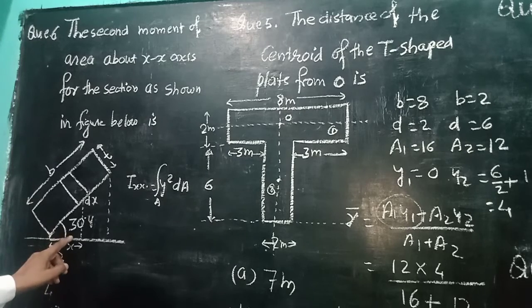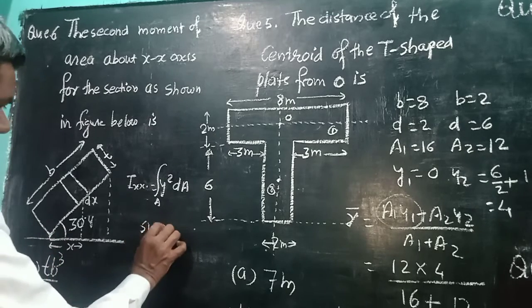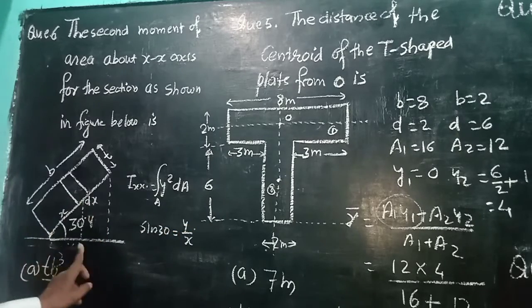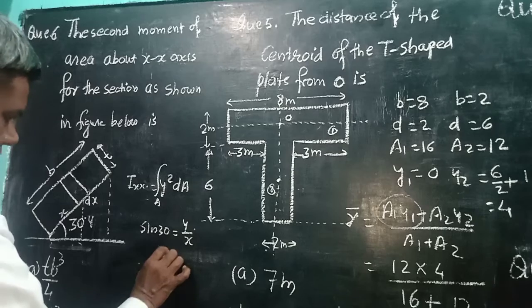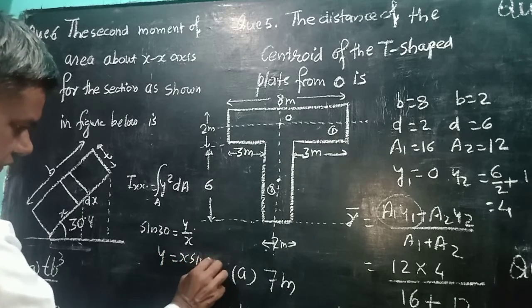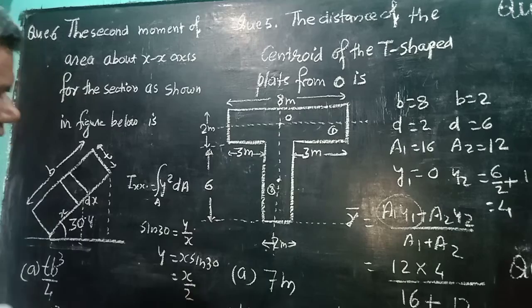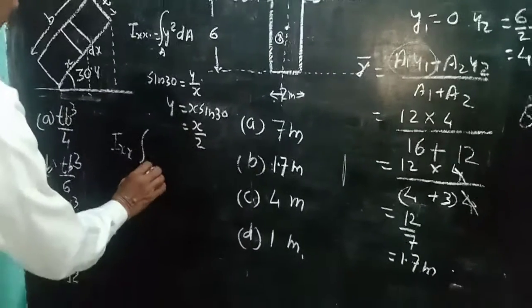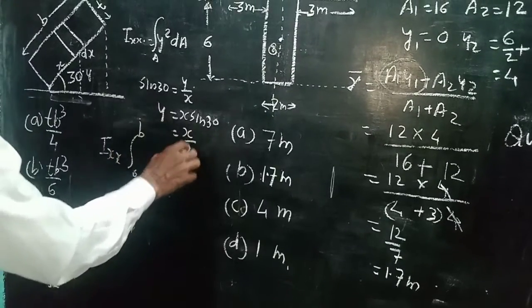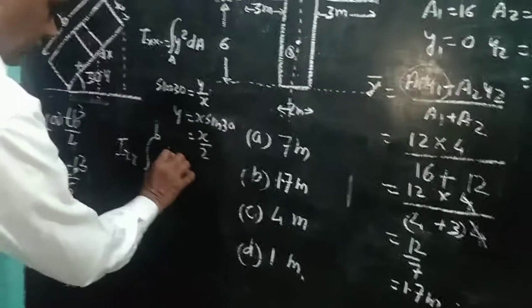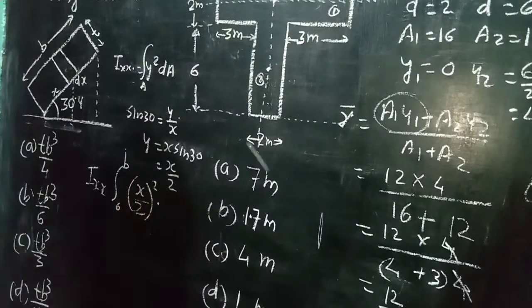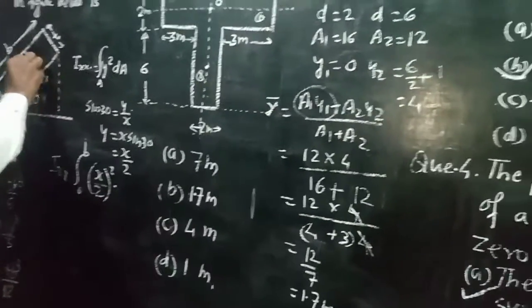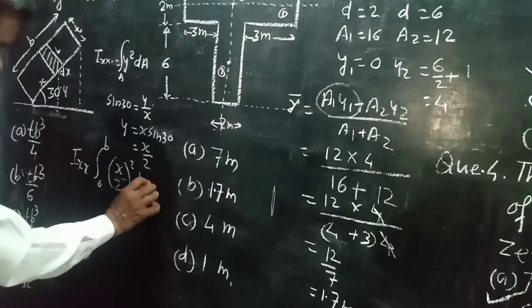Taking triangle ABC, sin 30 degrees is equal to y upon x. This distance is equal to x. So y is equal to x sin 30, which is x by 2, because sin 30 is equal to 1 by 2. So Ixx is equal to the integral from 0 to b of dx, where y is equal to x by 2 squared, and dA is equal to t into dx. This is thickness t and this is dx. So dA is equal to t into dx.